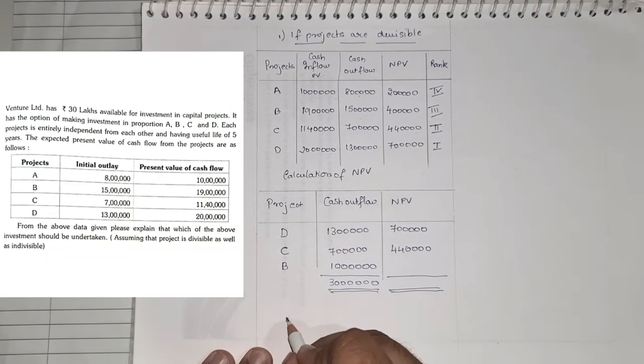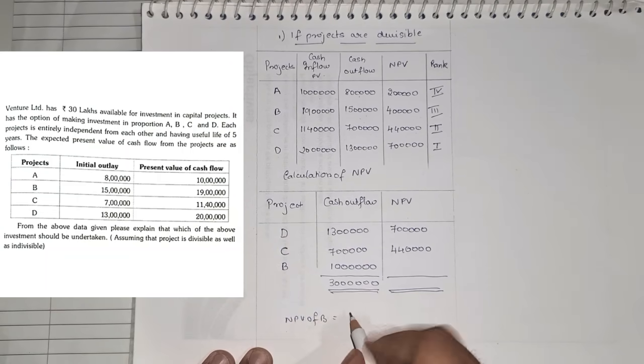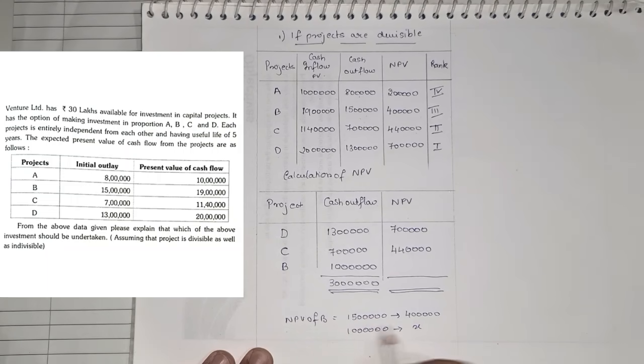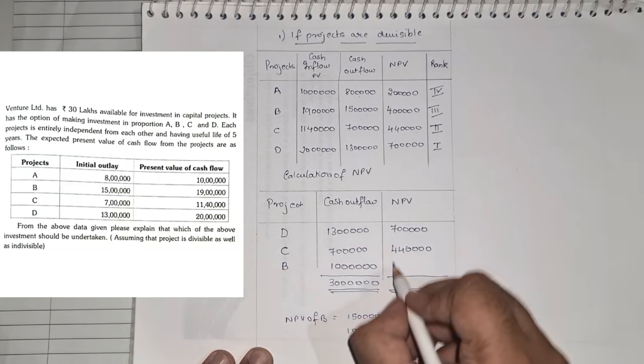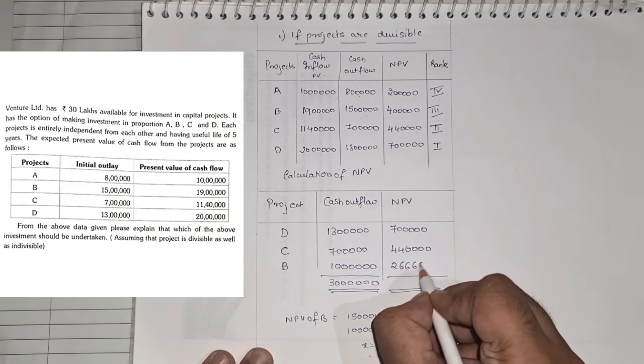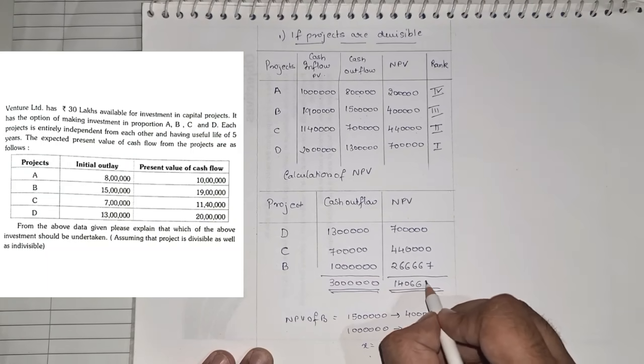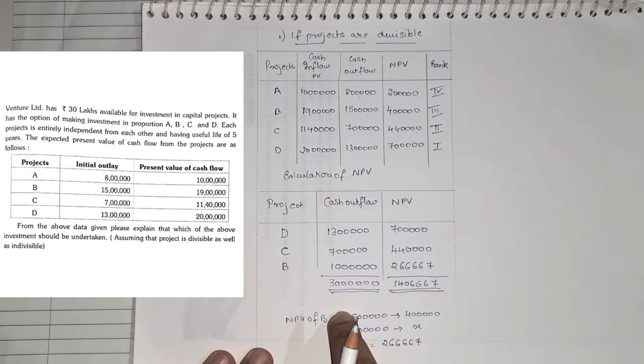Very simple. For getting the NPV of B, we just have to do a small cross multiplication, that for 15 lakhs it was giving us an NPV of 4 lakhs. So for 10 lakhs it is how much? That's it. So we will cross multiply and we will get the value as X equal to 2,66,667. So we will use this value here, 2,66,667. Okay, now that's it. We just added up and that's my final NPV value. Okay, so this is our best way of investing 30 lakhs, which will fetch us 14 lakhs 6,667 rupees. That's the maximum NPV that you can get when the projects are divisible.